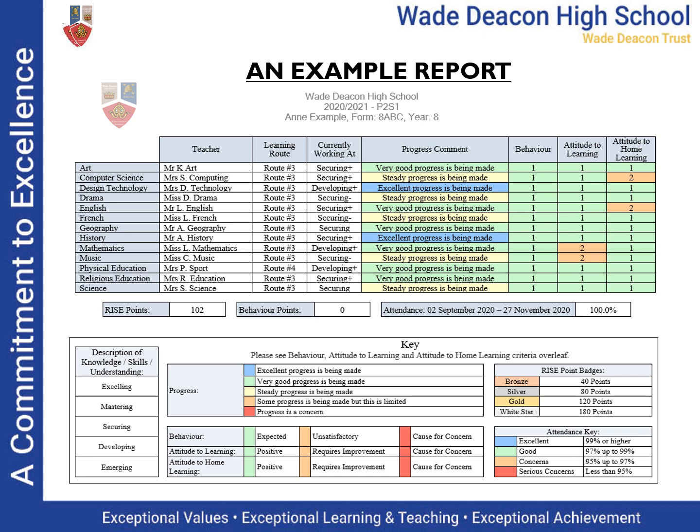Behaviour points are a total of points accrued for any instances of poor behaviour. You will also see your child's percentage attendance in the date range shown. The attendance key is the school's criteria for how we would describe your child's attendance since the start of the academic year.